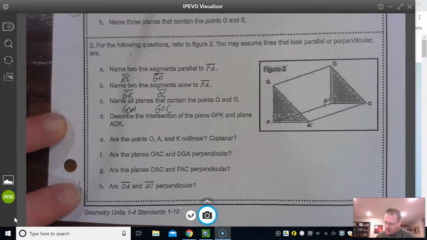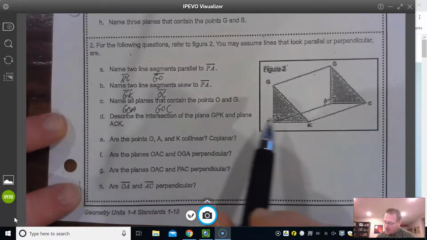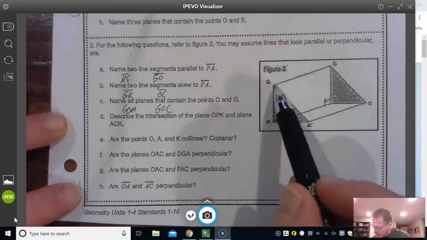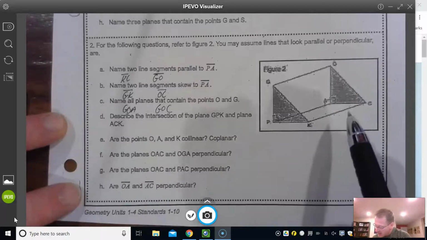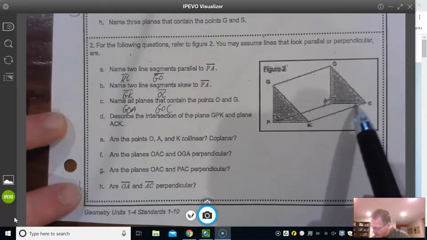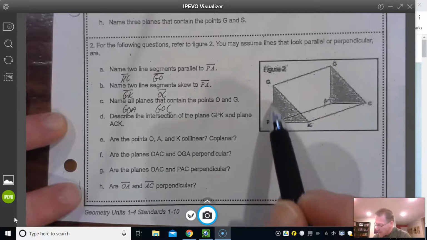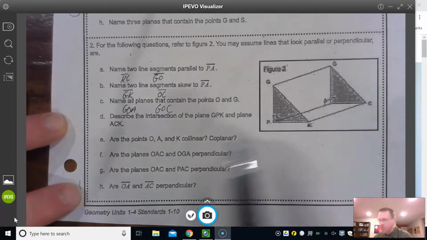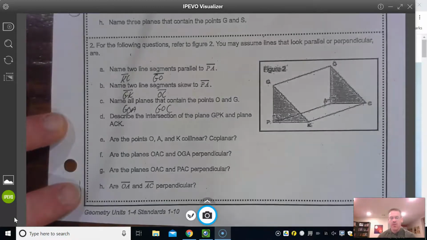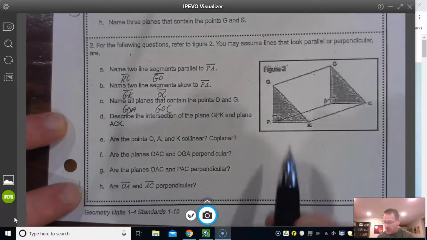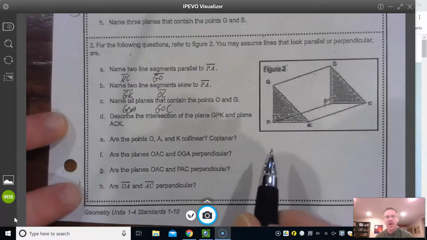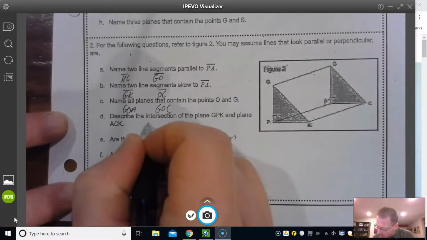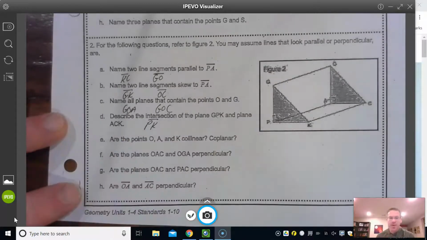All right, so not too bad. All right, so describe the intersection of plane GPK, so that would be this left triangular plane here on the left side, and ACK. All right, and that would be the floor here. So if I think about where this side and the floor join together, that's really what we mean by intersection. So where are they joined? And you can see that they're joined together at PK right here, at this line segment, right? That's where they kind of come together. All right, so typically, most planes intersect to form a line segment.